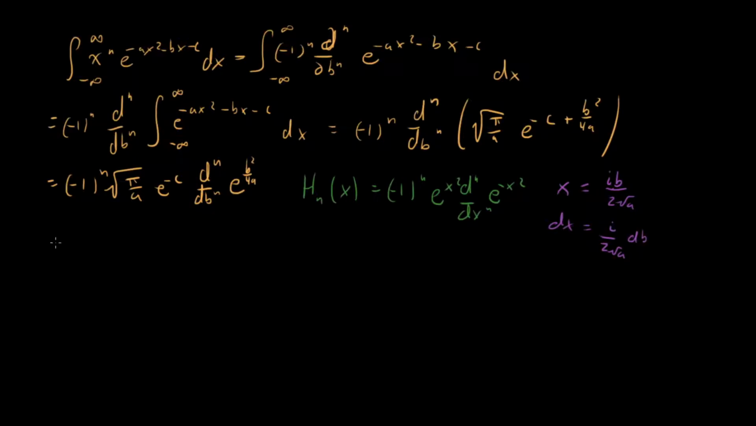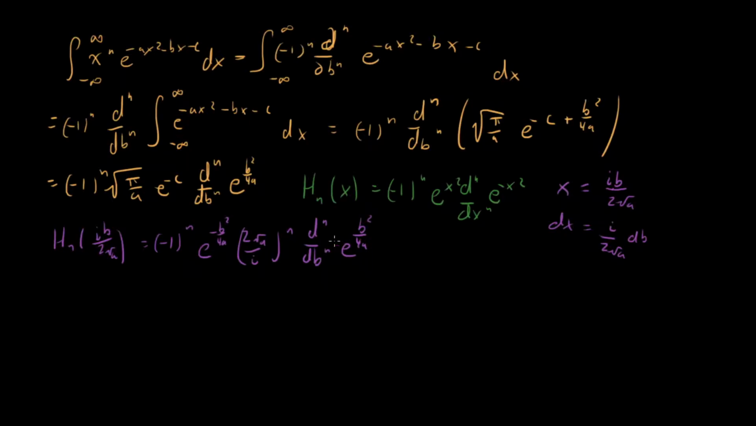So let's plug this in and see what we get. We're going to get H_n of ib over 2 root a equal to (-1)^n e^(-b²/4a), just squaring this x here. And then we're going to have d/dx, which now we want to rewrite in terms of b. We're going to get (2 root a over i)^n d^n/db^n, and then exactly what we want, e^(b²/4a). Perfect.